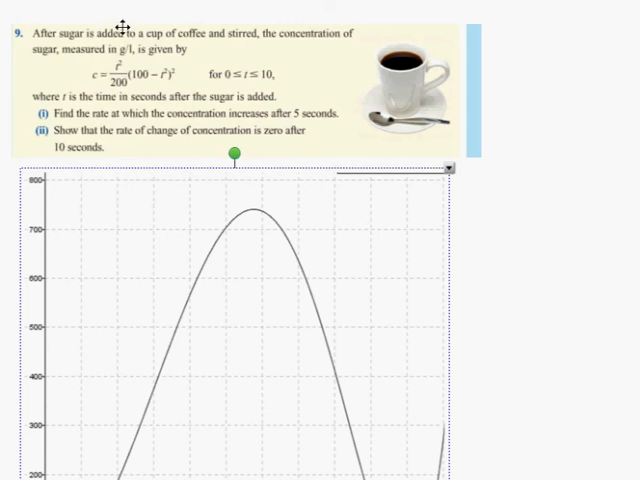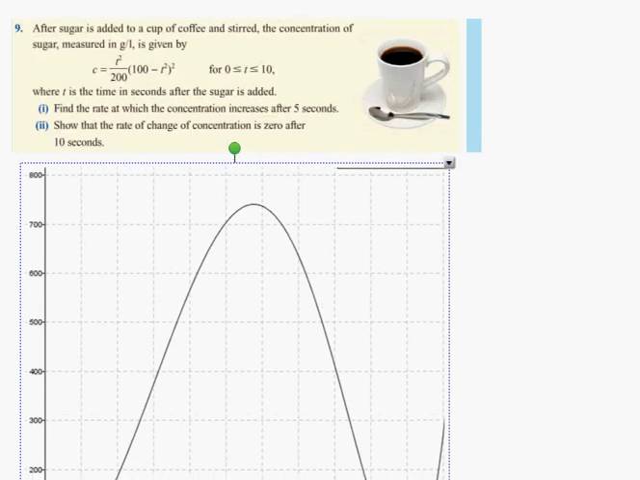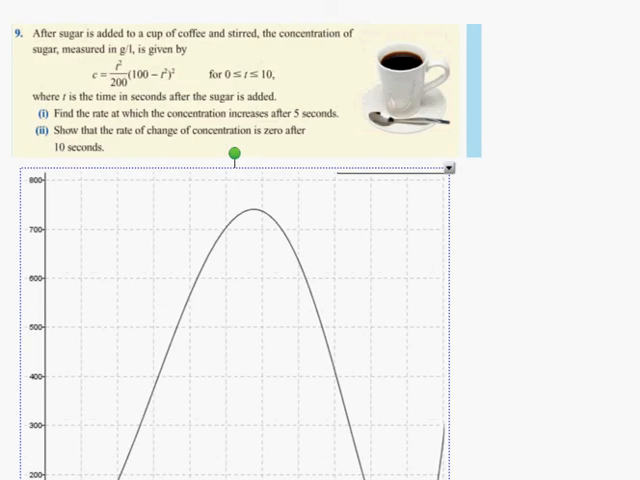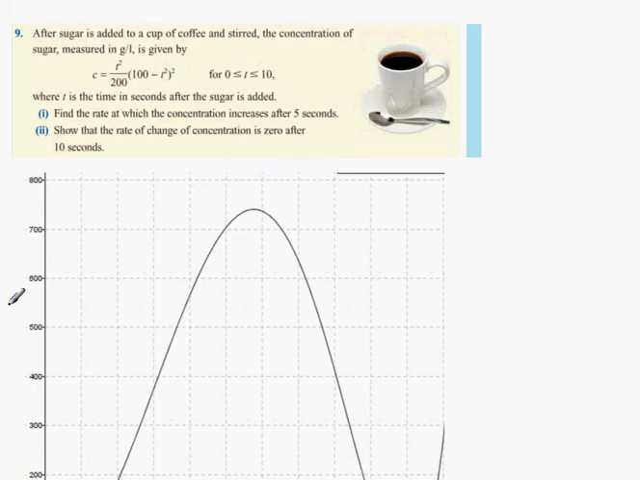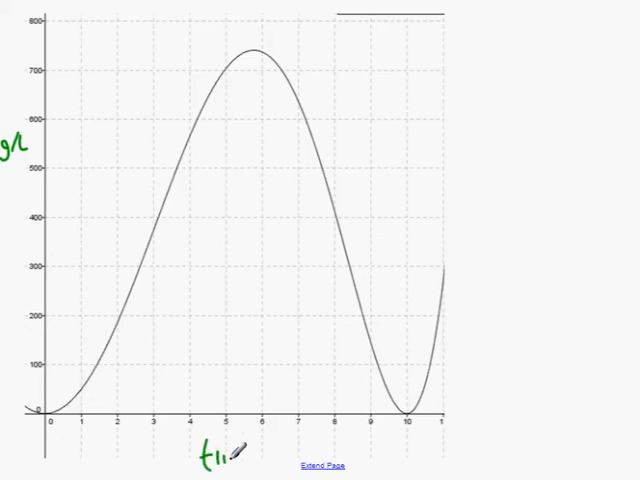This function that we're looking at, I decided to graph it from 0 to 10, just to give you a bit of perspective of what's going on. We can see from 0 to 10 it goes the concentration of sugar in grams per litre. So your y-axis is grams per litre and your x-axis is time in seconds. Okay? And what you can see is that your concentration of sugar reaches a maximum up here.